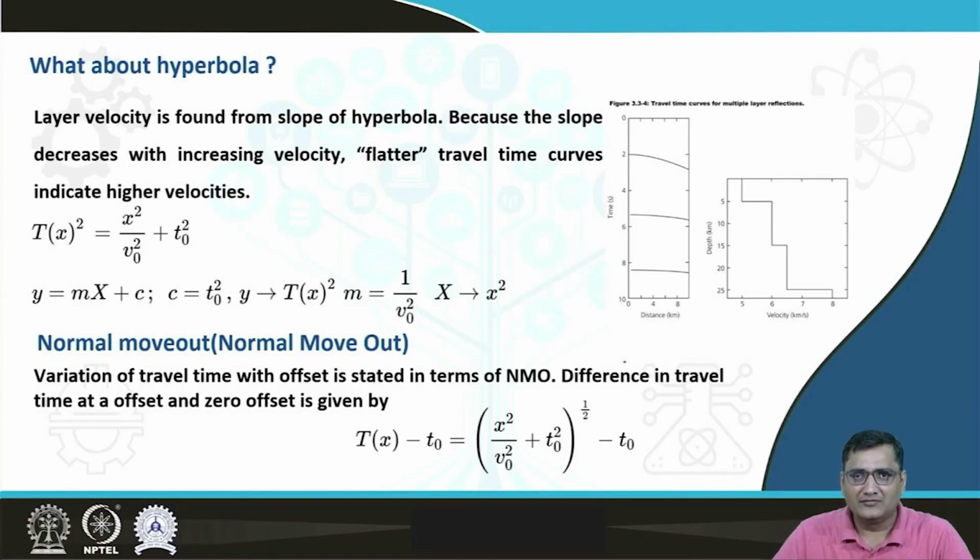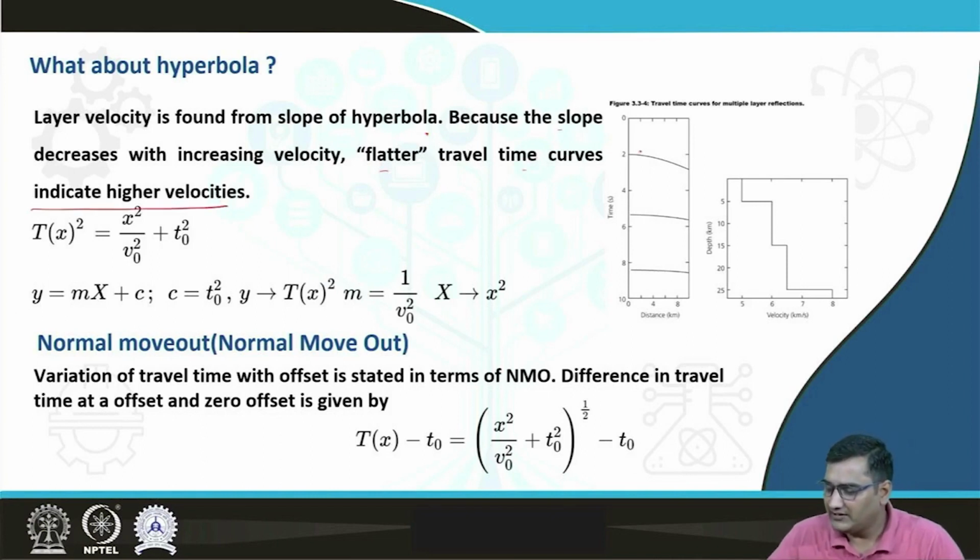Now, what about the hyperbola? Basically, the layer velocity can be found from the slope of the hyperbola. If you remember, we talked about travel time curves, and we said that if you can calculate the slope of the travel time curve, it will give you the ray parameter. We will talk about the ray parameter shortly, and let's write it down. Layer velocity is found from the slope of the hyperbola because the slope decreases with increasing velocity. Flatter travel time curves indicate higher velocities.